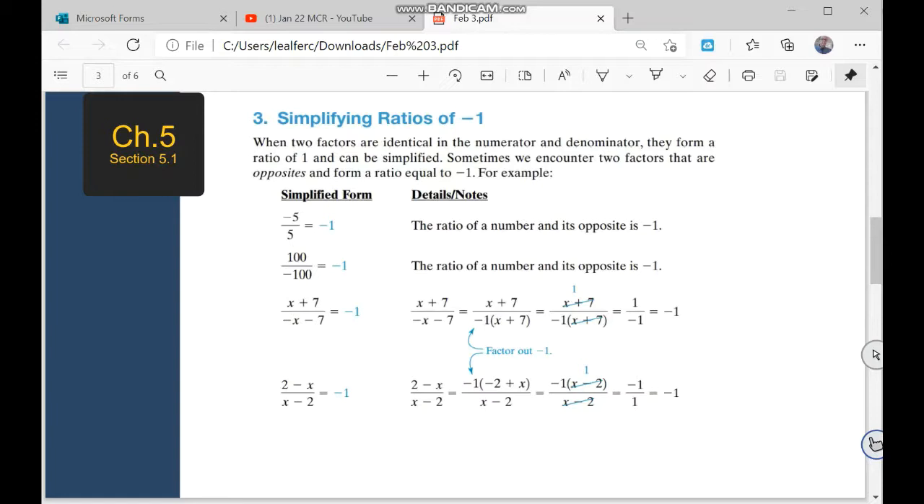Sometimes the factors are not the same. Check this, we have -5 and 5. This is the first example here. -5 is not the same thing as 5. They are the opposite, right? When they are opposites, the ratio is going to be -1. You can divide -5 by 5, and the result is -1, right? Another example, 100 and -100. Again, they are not the same factors. They are opposite factors, but when you divide one factor by its opposite, you get -1.